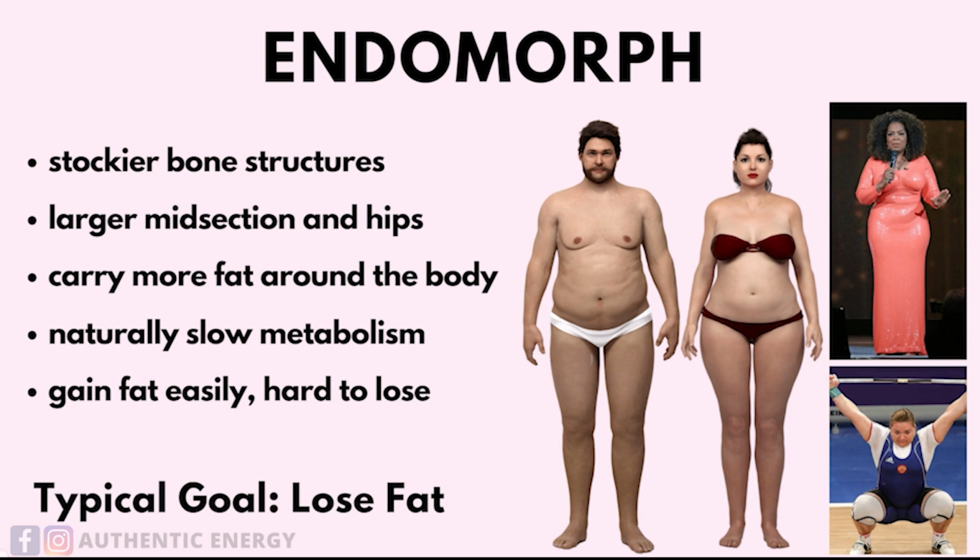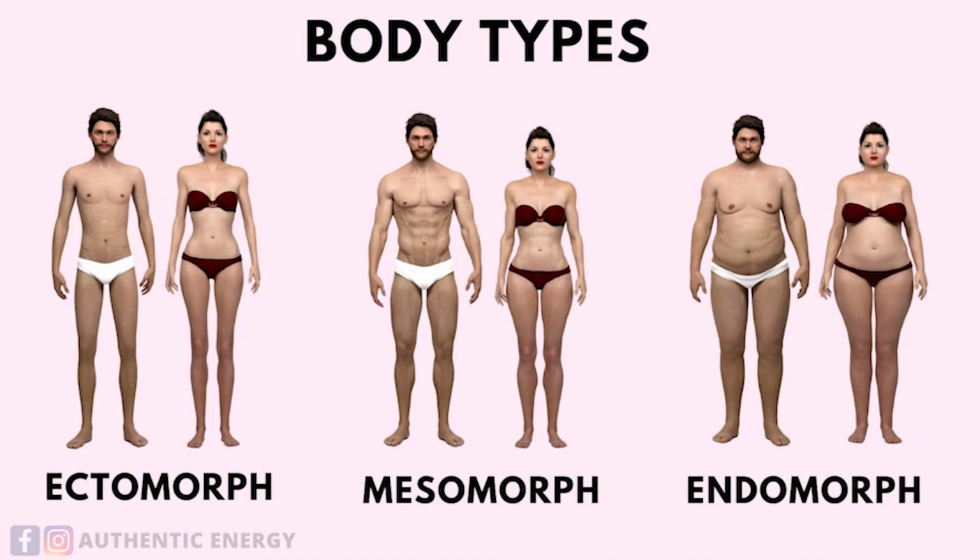I've got some examples here. In the athletes world, a lot of heavy-duty performance athletes such as weightlifters or wrestlers tend to have that natural endomorph body. And I've got Oprah Winfrey here, so her body is visually a typical endomorph body, which is more round and curvy. So these are all three body types.